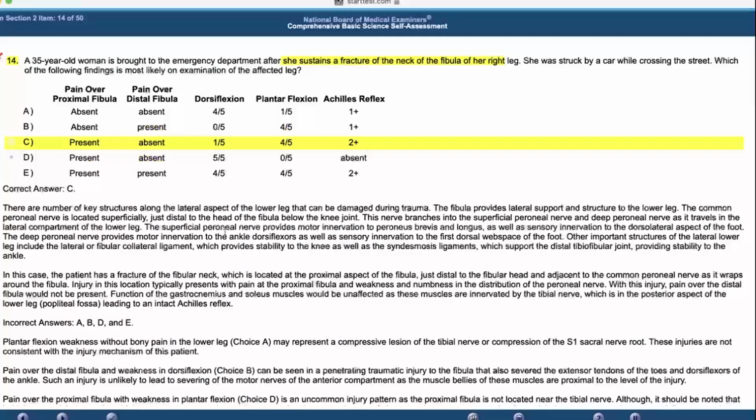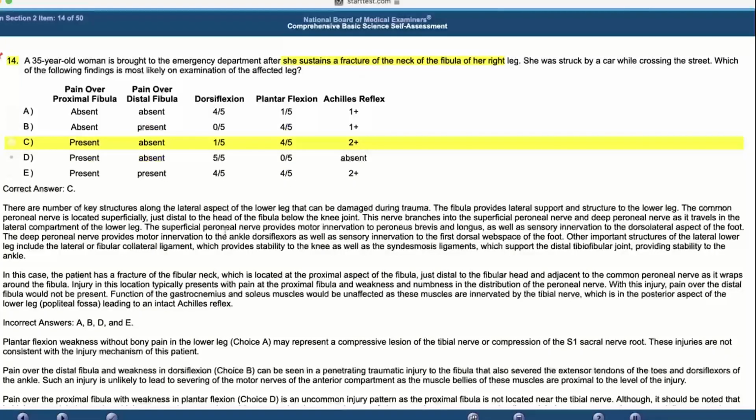Fibula of the right leg, struck across the street. Okay. Pain over proximal, right? It's going to be present, right? Because it's distal to that. Pain over distal fibula, that's going to be gone because you fractured above that, right? Dorsiflexion versus plantar flexion, right? Dorsiflexion is a lot of what your lateral fibula side does, right? So you're going to be missing some of that.